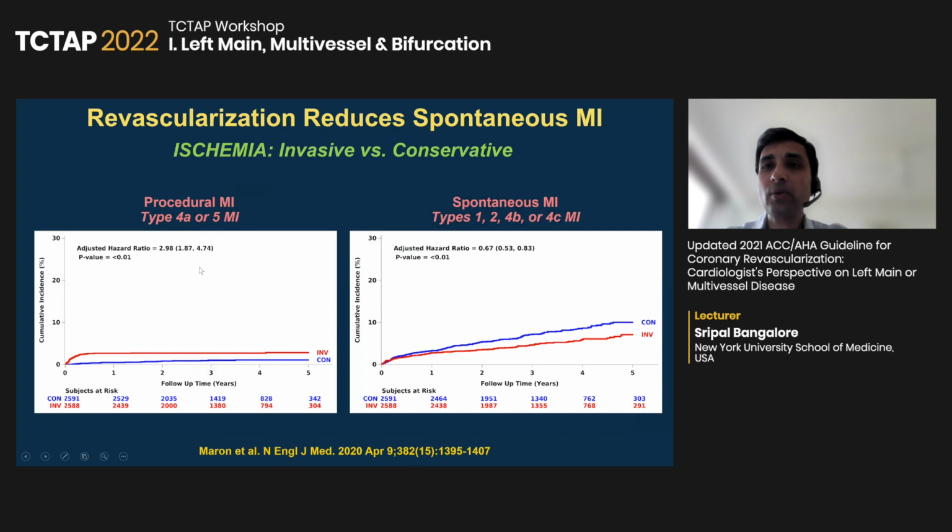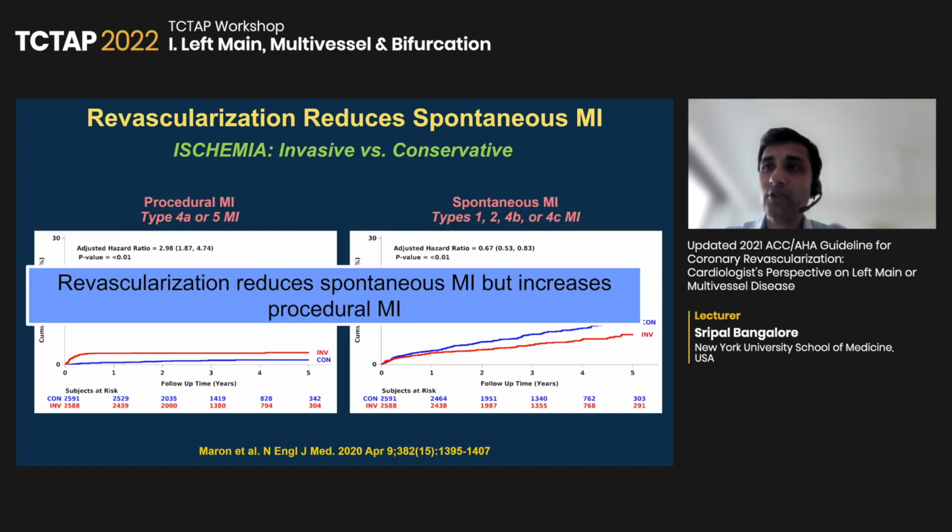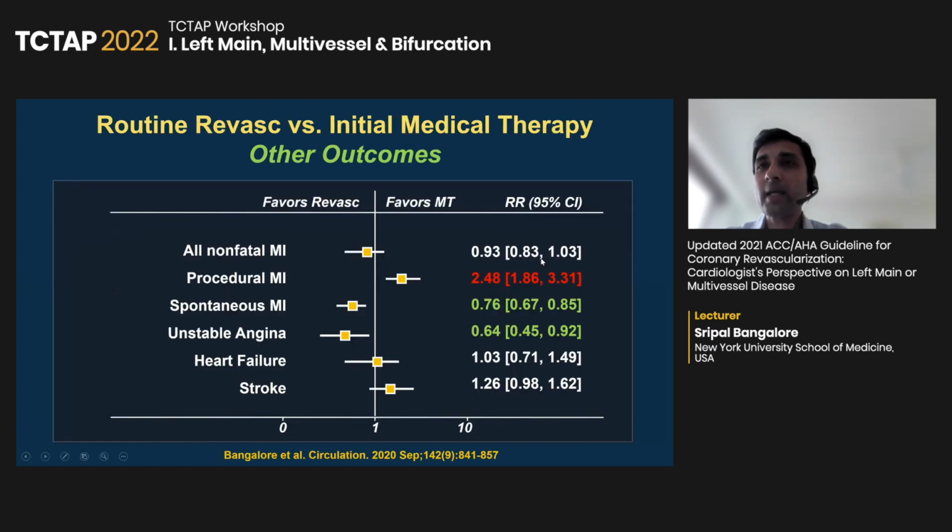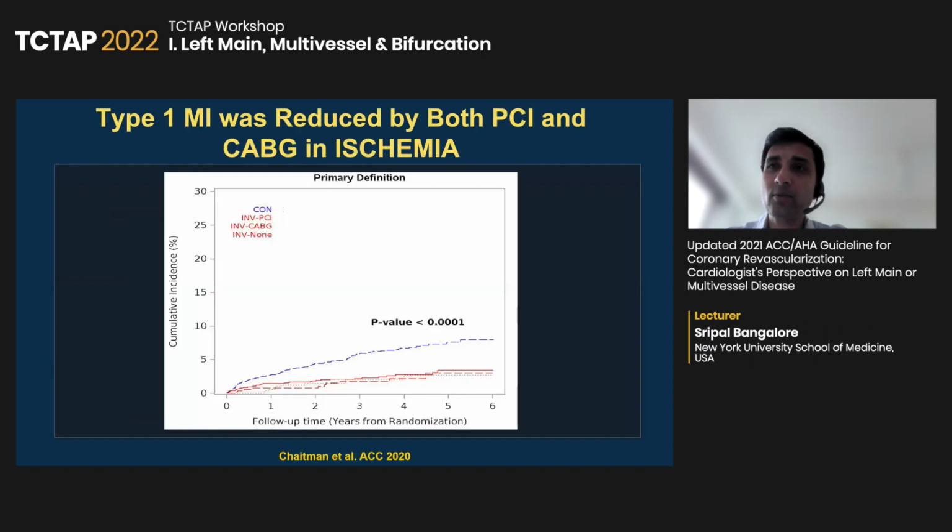In the ISCHEMIA trial, what we showed was that the invasive strategy, in red, compared to the conservative strategy increased procedural MI, but there was a significant reduction in spontaneous MI. You can see these curves continue to diverge, suggesting a significant benefit, a 33% reduction in spontaneous MI with the invasive strategy when compared to the conservative strategy. If you look at the meta-analysis of all randomized trials, we see that revascularization reduces spontaneous MI and reduces unstable angina at the expense of an increase in procedural MI. And of course, there is controversy about the clinical prognostic value of procedural MI in this group of patients.